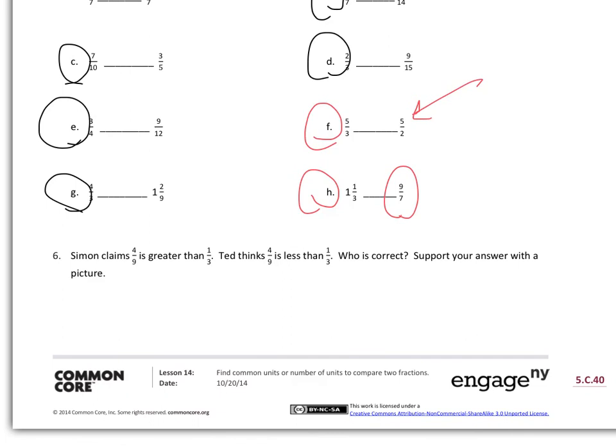And then the last one is the big idea, and for kids being able to explain that. 4/9 is greater than 1/3. Ted thinks 4/9 is less than 1/3. Who's correct? So again, using that strategy to make these two fractions comparable, students can use a diagram, they can use a number line, or they can just show mathematically with equivalent fractions.